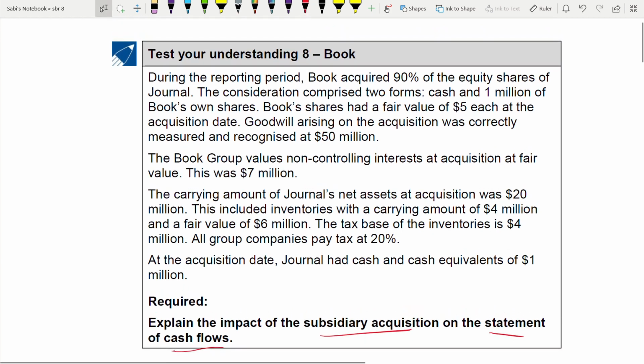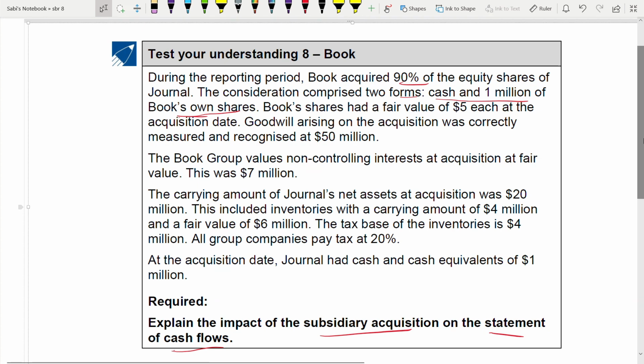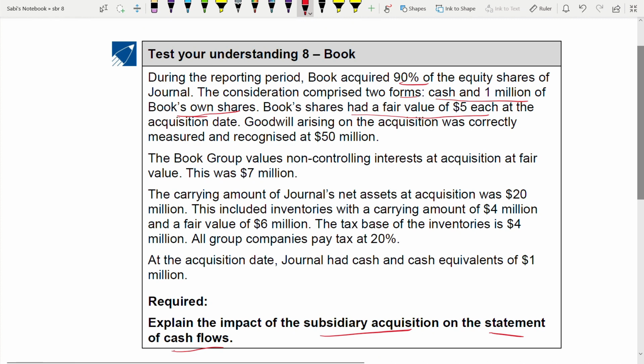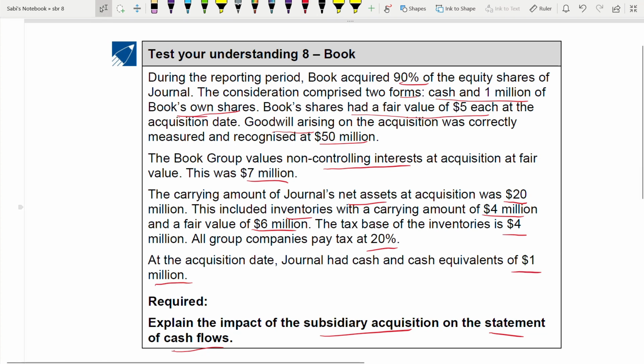So just read. During the reporting period, they have acquired 90% and control of a firm. They didn't entirely buy through cash. They gave cash and 1 million of their own shares. For example, when you buy a company, it is not always through cash. You can buy it in many forms. The shares have a fair value of 5 each, and goodwill is correctly measured and recognized at 50. NCI is at fair value, which is 7 million. Carrying amount of net assets is 20 million. Inventory was 4 million, fair value was 6 million, tax base is 4 million, all group pays tax at 20%. And cash and cash equivalents was 1 billion at the acquisition date.